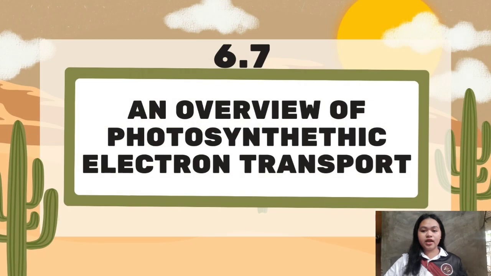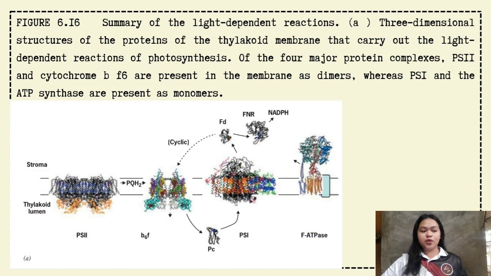And then, moving on to our next topic, which is the 6.7, an overview of photosynthetic electron transport. In figure 6.16, we can see the summary of the light-dependent reactions, wherein sa unang figure, makikita natin yung 3-dimensional structures of the protein of the thylakoid membrane that carry out the light-dependent reactions of photosynthesis. One of the 4 major protein complexes, photosystem 2 and the cytochrome B radical 6F, are present in the membrane as dimers, whereas photosystem 1 and the ATP synthase are present as monomers.